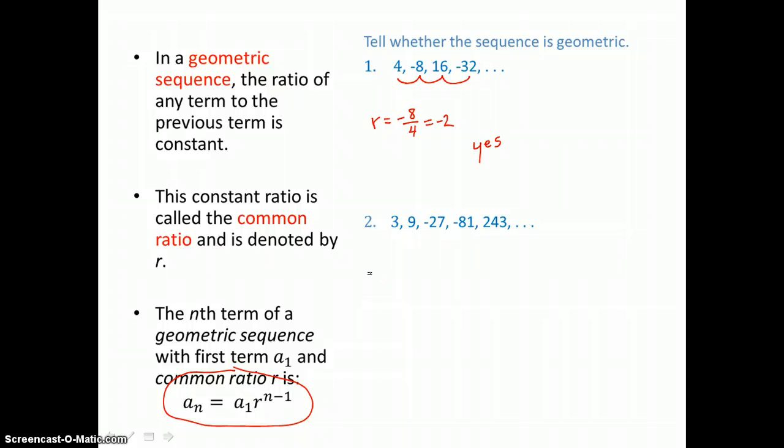Let's do it again in problem 2. Let's look for a common ratio by dividing. 9 divided by 3 is 3, and multiplying, 3 times 3 is 9, but 9 times 3 is positive 27. So our test fails, and we have to say no, this is not a geometric sequence.